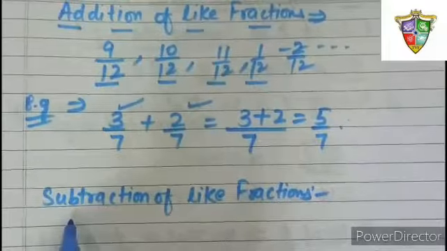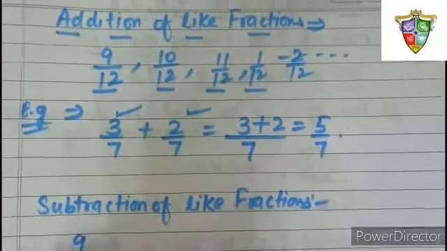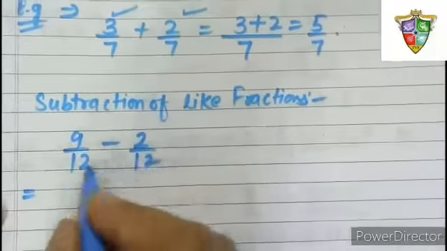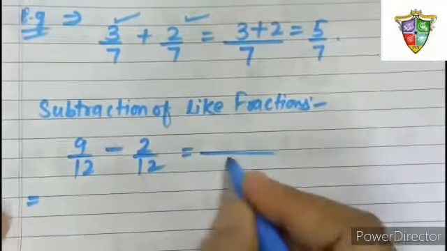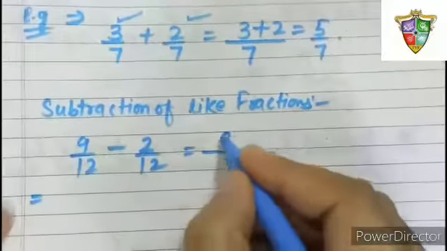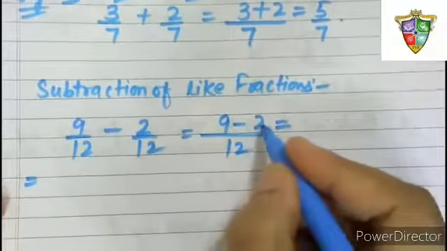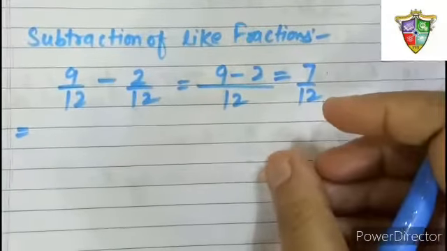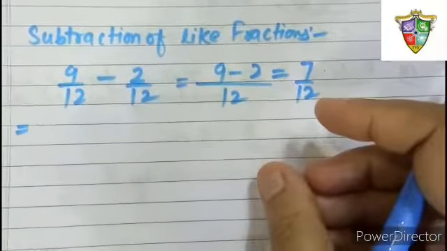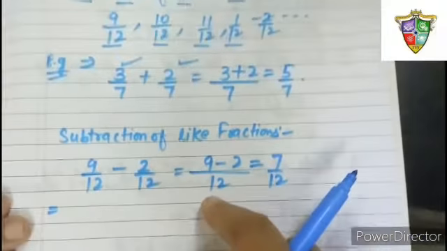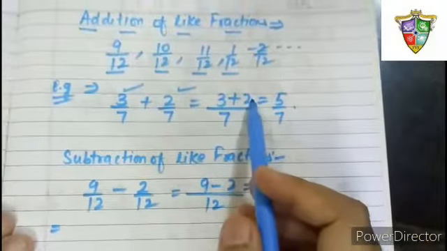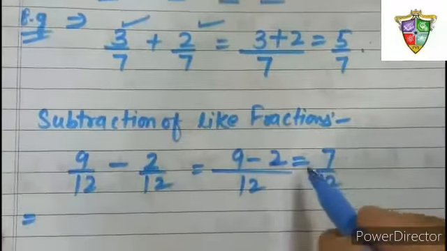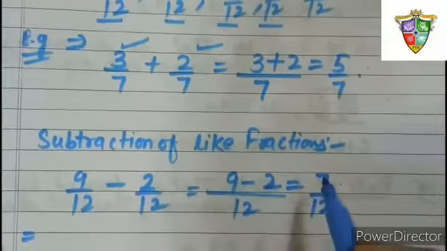Similarly, if we are going to subtract like fractions, 9 by 12 minus 2 by 12, let's say. In this also, if you see the denominator is 12, so the numerators will be subtracted. 9 minus 2, 7 by 12. So in addition and subtraction of like fractions, the denominator you will take, which will be the same, and you just have to add the numerators in case of addition and subtract the numerators in case of subtraction.